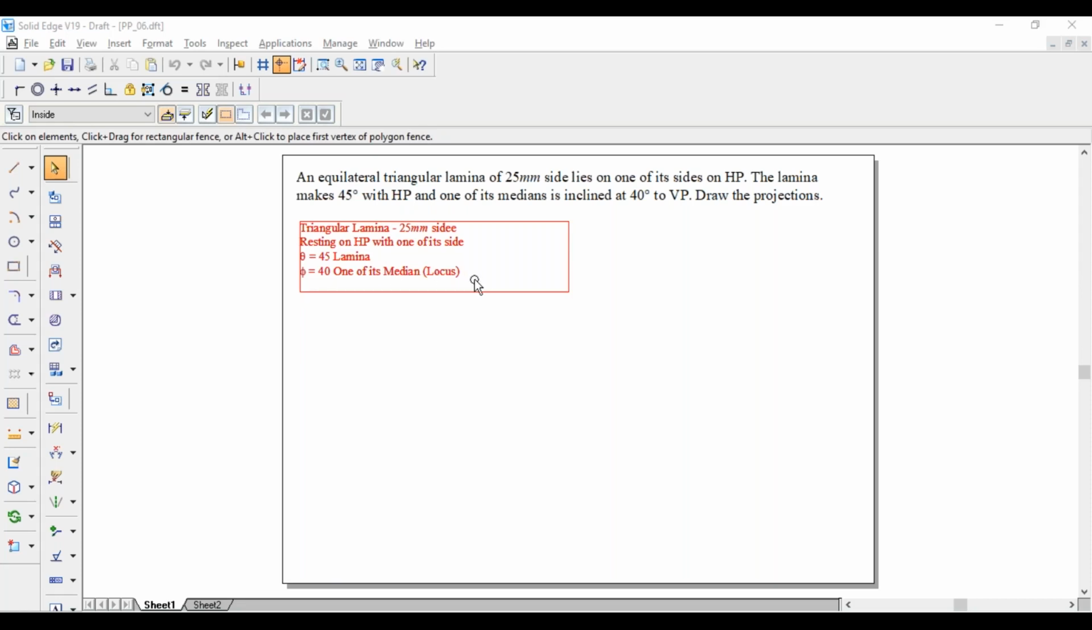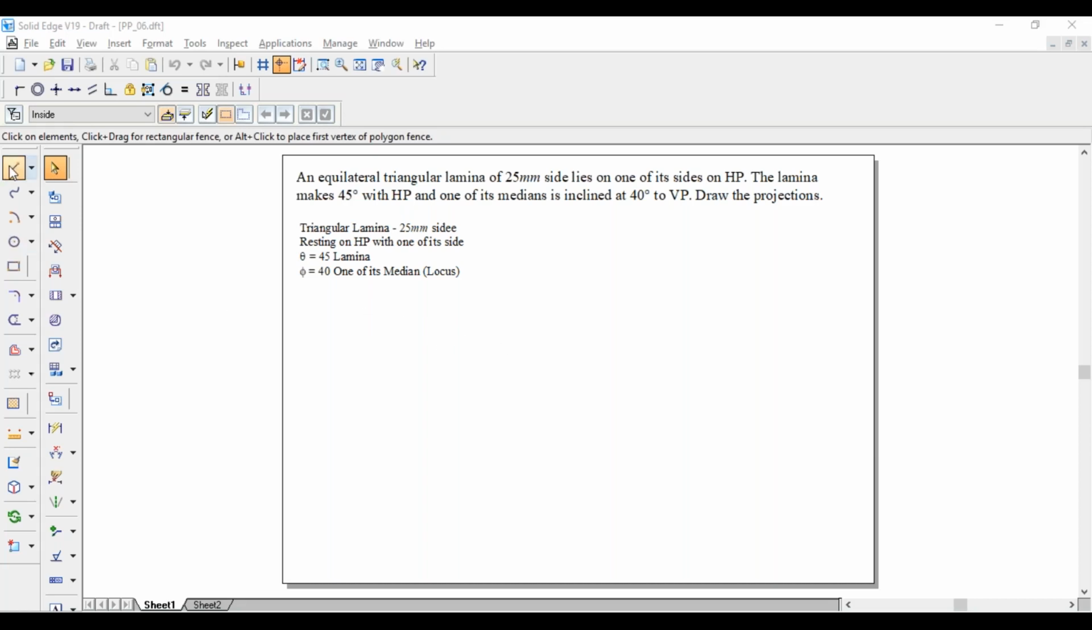As the median is making an angle, this is a locus problem. If it is a side, it is a non-locus problem. As it is a median, it is a locus problem. So there is not that much of a difference between locus and non-locus problems. The first two positions will be the same. In the third position, the top view, we have to alter very little bit. So we will see what that will be.